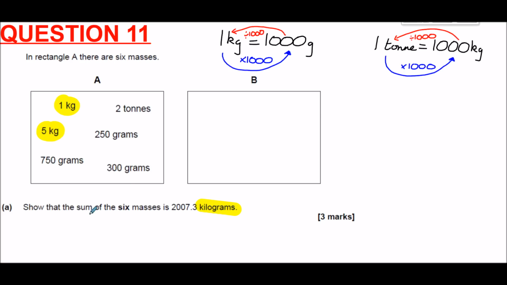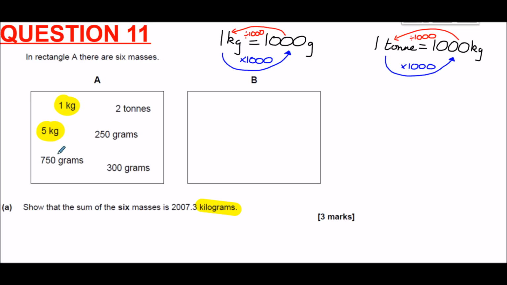But as I said slightly earlier, for part A we want all our units to be in kilograms. And so where we see grams, we need to change the grams to kilograms. And so what we need to do is to change these grams to kilograms by dividing them by 1,000.